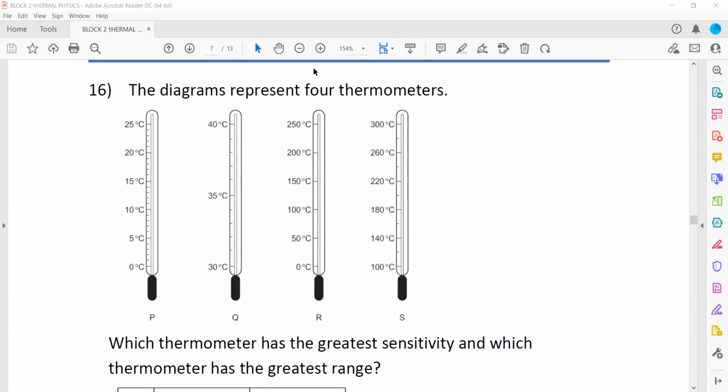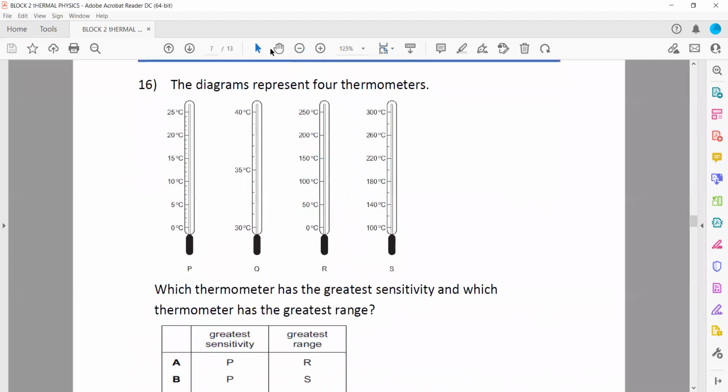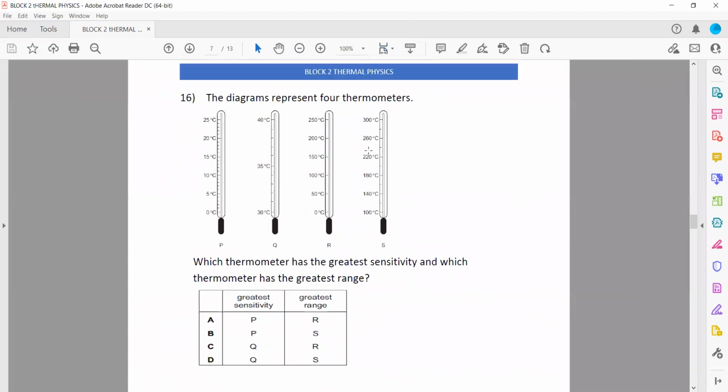The diagram represents 4 thermometers. Which thermometer has a greater sensitivity and which has the greatest range? Greater sensitivity refers to a greater difference between the markings of a thermometer, like the 1 degree mark. If there's a greater difference, it means it is more sensitive. And range means the difference between the minimum and maximum value which a thermometer can record. This refers to range.